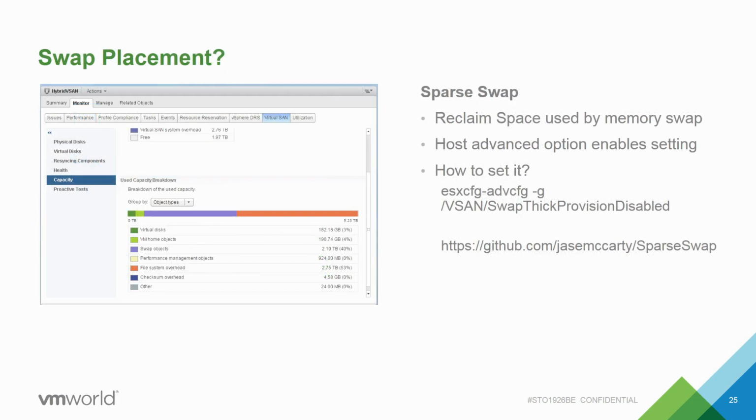As I mentioned with swap, you can set that thin. Look in your space and capacity monitoring, and if you're seeing you're using a lot of swap, here's the advanced setting you would use, and Jase has a great script to change that.